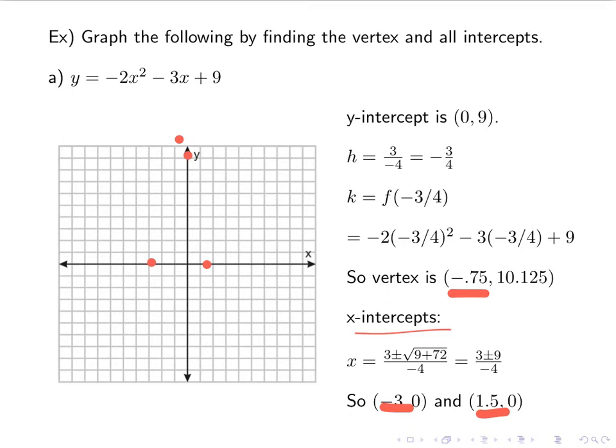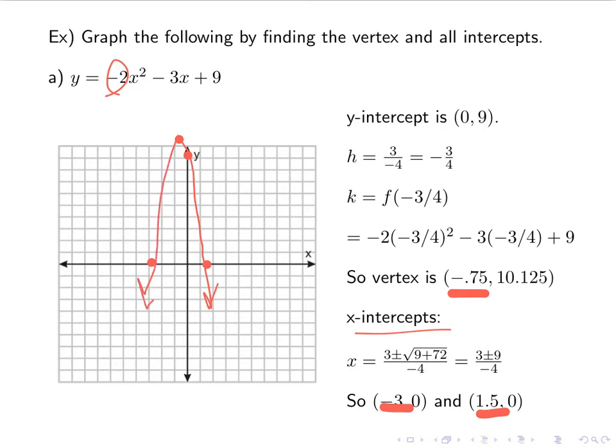Okay, so I have my points. Remember, the vertex in this case is the highest point because my parabola is facing downwards since a is negative. So make sure when you're drawing this out and you have your parabola, your vertex is actually your highest point. And then I'm just going to connect them.